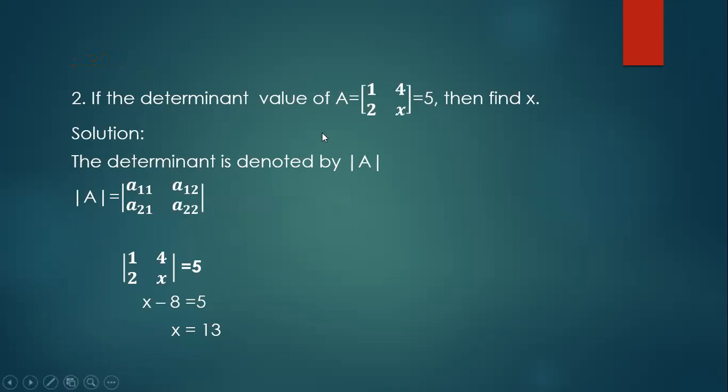If the determinant value of A is 1 4 2 x equal to 5, then find x. The determinant is denoted by determinant A. We can write and substitute. We take this value of the determinant 1 4 2 x equal to 5. We multiply 1 into x is x, minus 2 into 4 minus 8 equal to 5. We take this minus 8 to the right side. This changes into plus, x equal to 13.